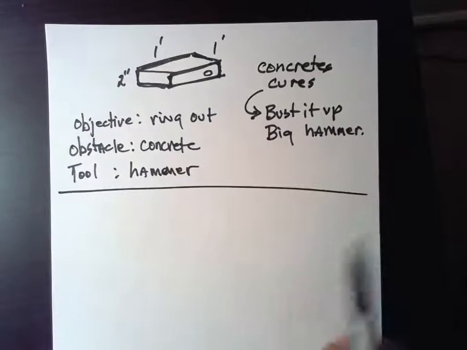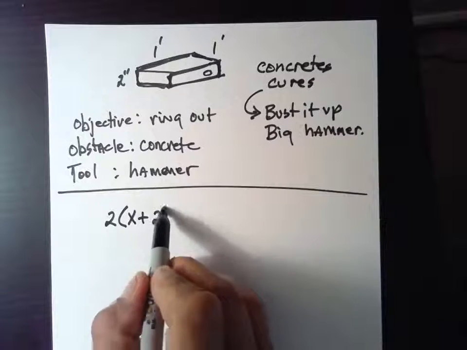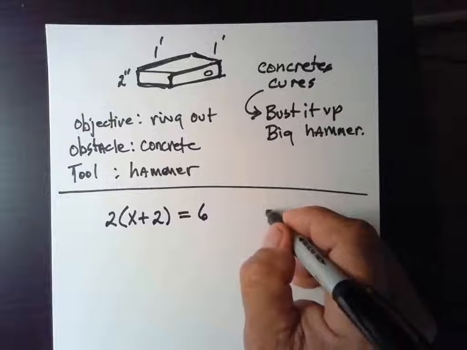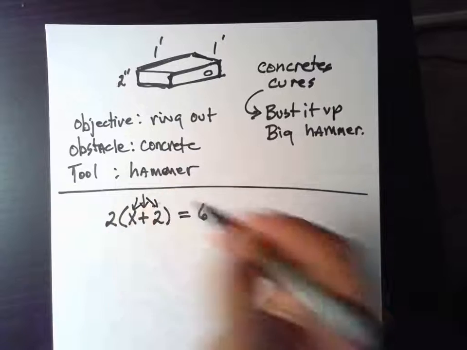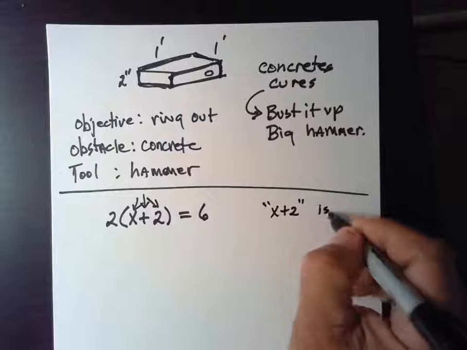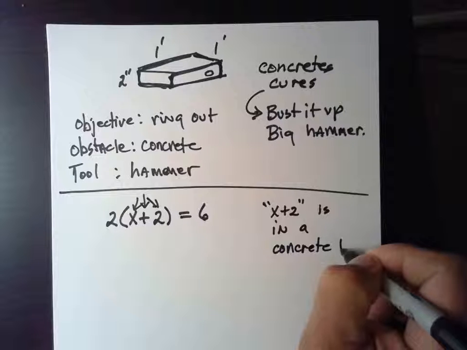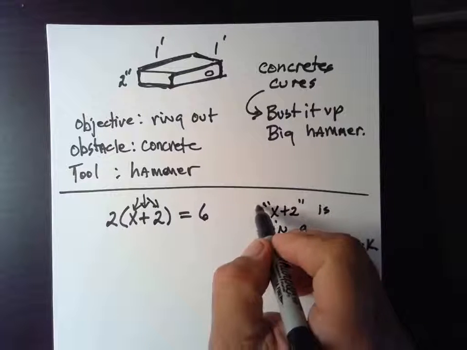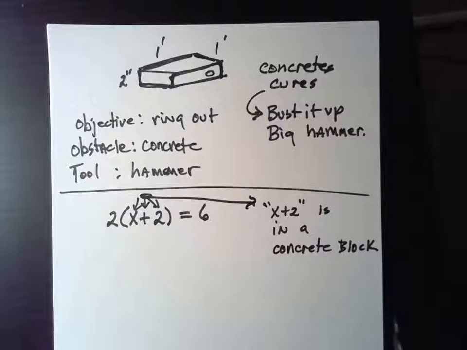Well, in algebra, you have the same thing. Let's say you have this example. 2 times x plus 2 is equal to 6. Well, here you've got a problem. You can't touch what's in here. You can't touch that x. You can't touch that 2. The x plus 2 is in a concrete block. Okay? And you need to make a note of that. The x plus 2 is in a concrete block.